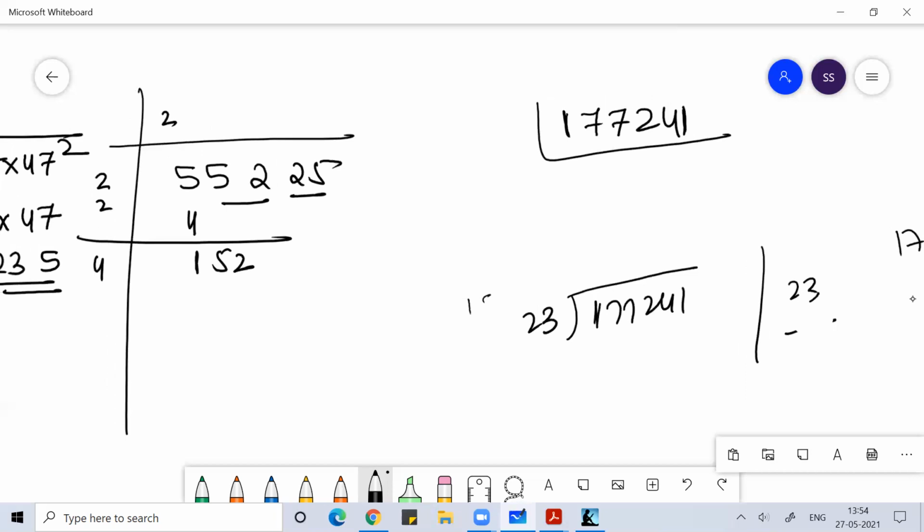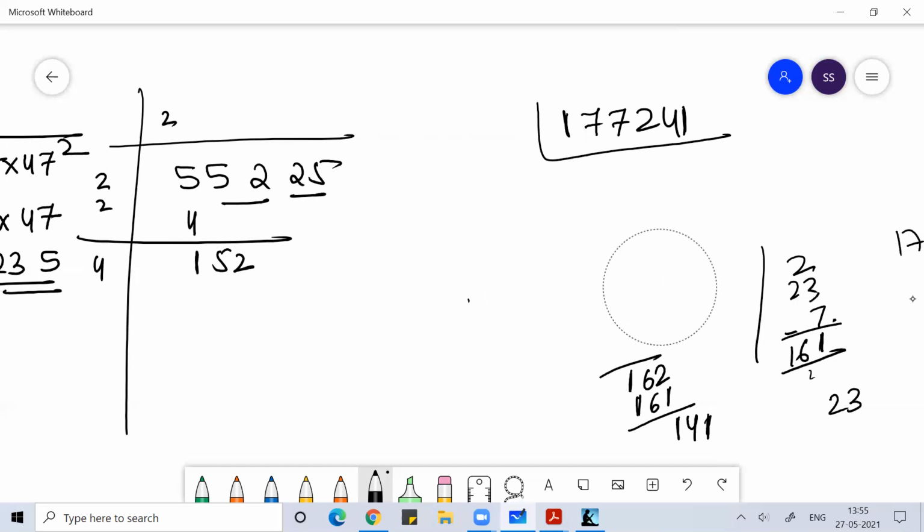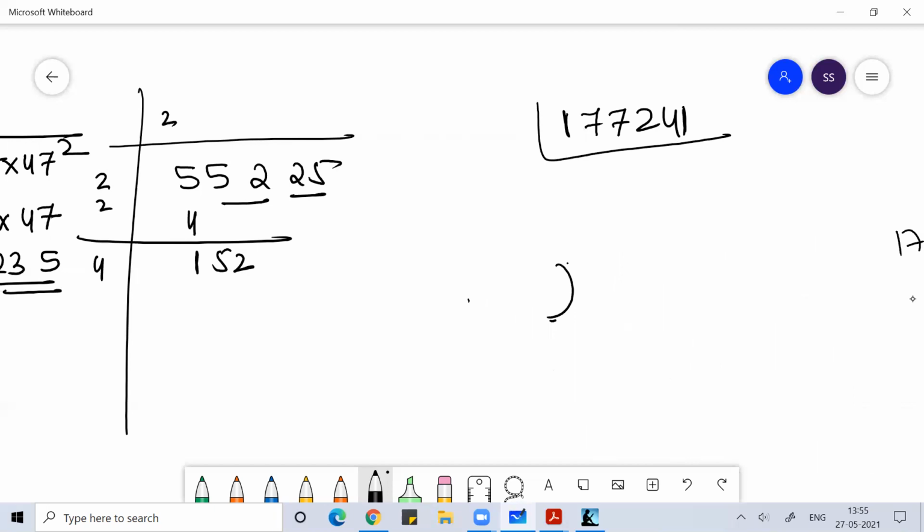7 जा 161. 7 जा करेगा तो 161, 8 जा बड़ा नंबर आ जाएगा, तो 8 जा फिर 183. तो 7 से जाएगा. 161 ये हो गया 162, फिर 7 से गया 161, फिर ये हो गया 14. फिर 141, 23 के टेबल में 141 आएगा क्या? नहीं आएगा, 161 आता है, 141 नहीं आता. 23 से भी नहीं जाएगा. फिर किससे जाएगा? 29 से चेक करो. 29 से जाएगा क्या? 29 से भी नहीं जाएगा. तो 29 से नहीं जाएगा, चेक कर लो.